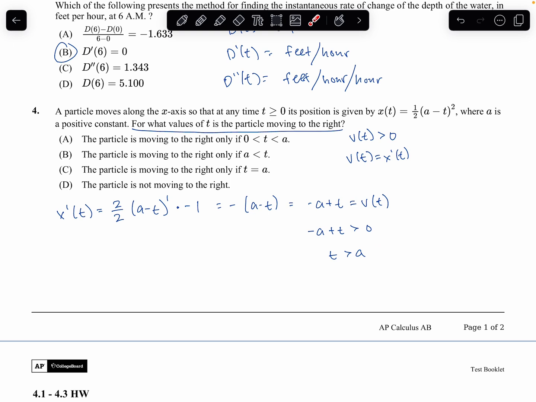Right? Yeah. Okay, so if that's the case then, so the particle is moving to the right only if between 0 and a. No.